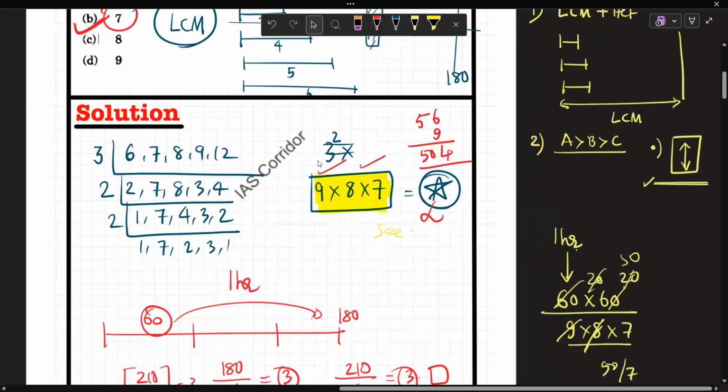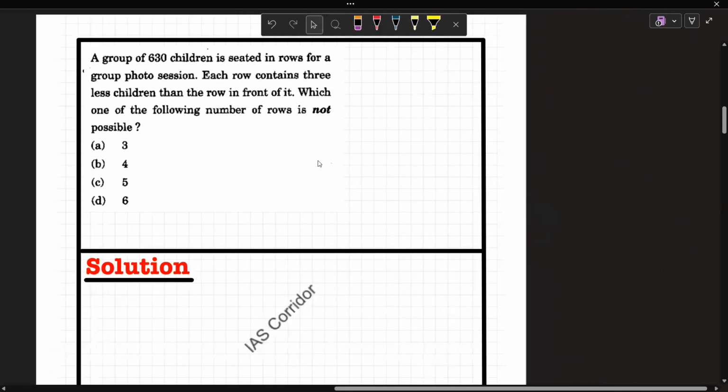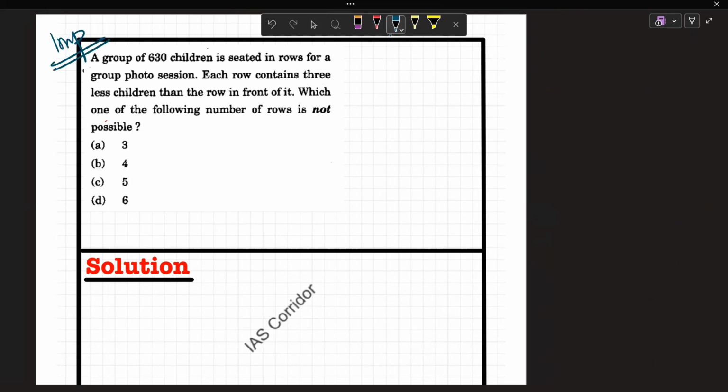Clear? Now let us move to the next question. In the next question, it says, a group of 630 children is seated in rows for a group photo session. Each row contains 3 less children than the row in front of it. Which one of the following number of rows is not possible? Similar type of questions are coming these days also. So I will call this an important question. Do make a note of it.